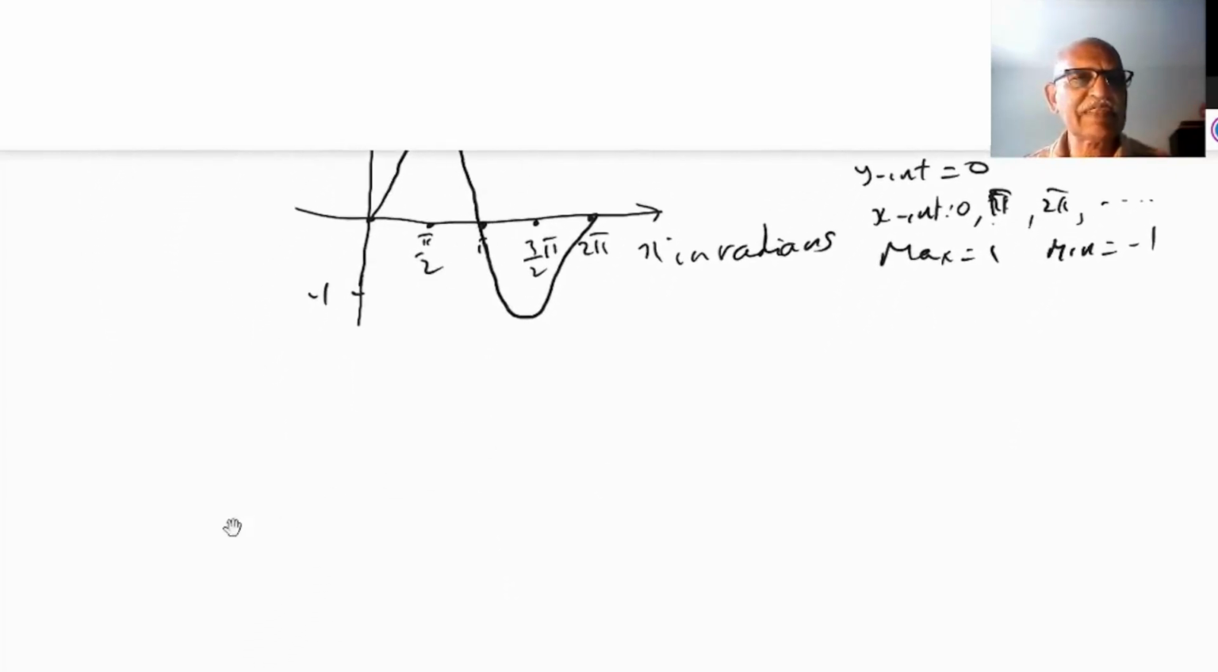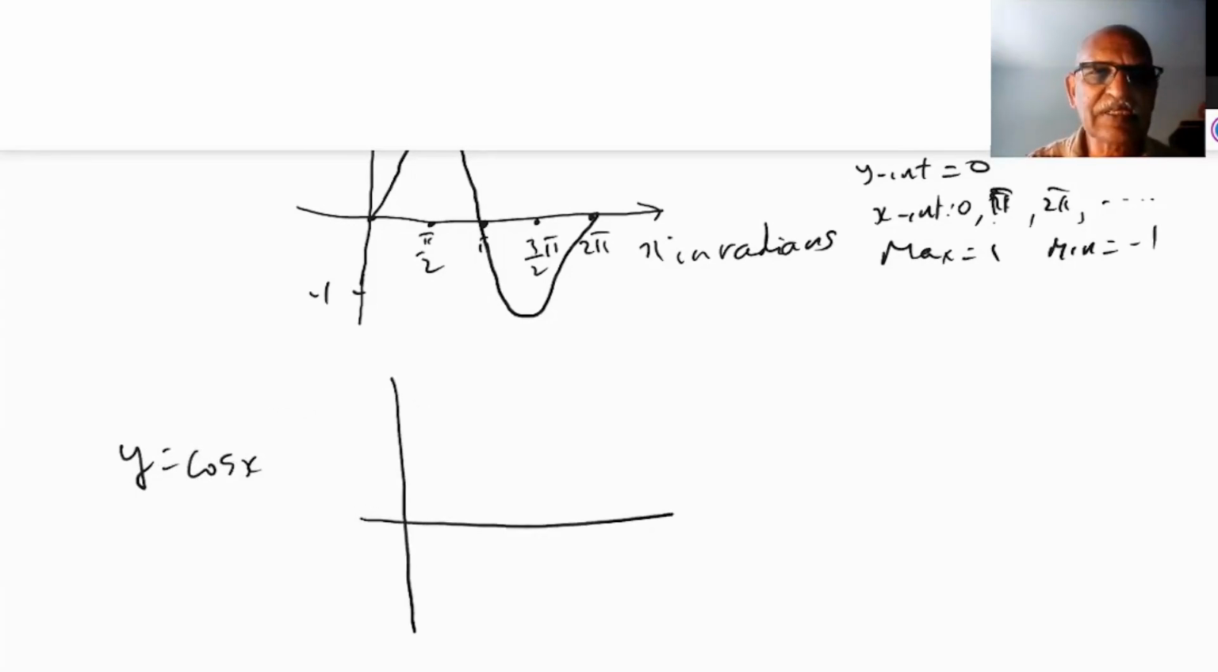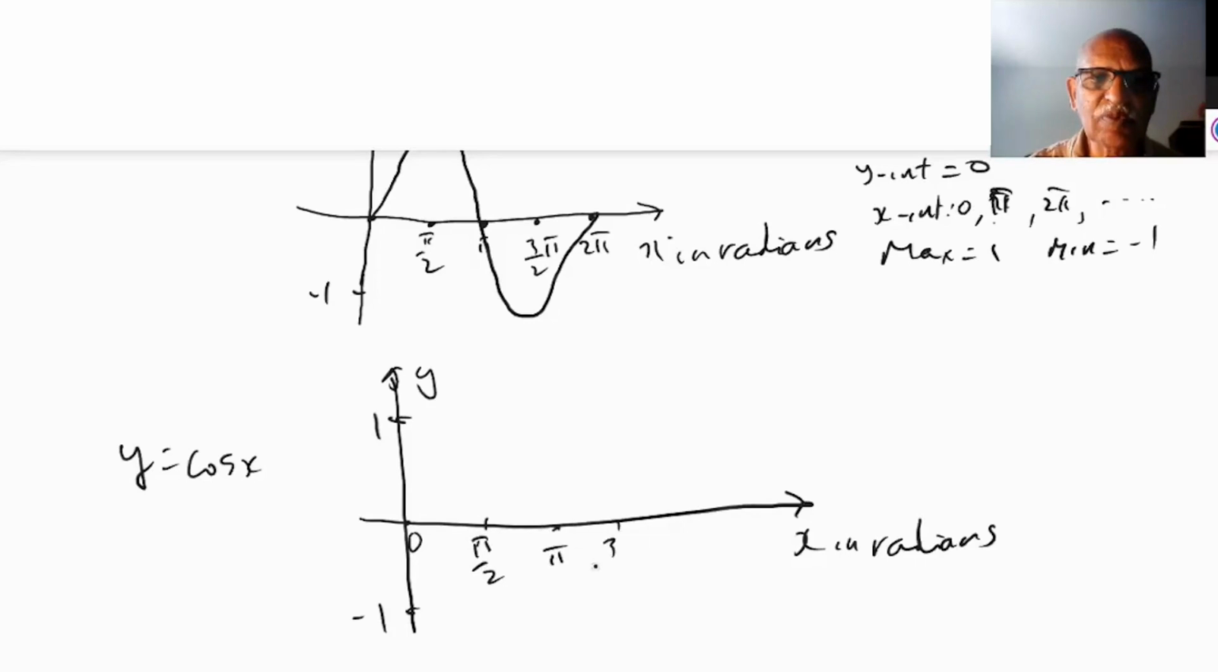The cosine graph is exactly the same concept we have seen before, y equal to cosine x. We have always the 5 points. X is in radians, and y, the maximum is always 1 and the minimum is -1. The 5 points are always 0, pi over 2, pi, 3 over 2 pi, and 2 pi.